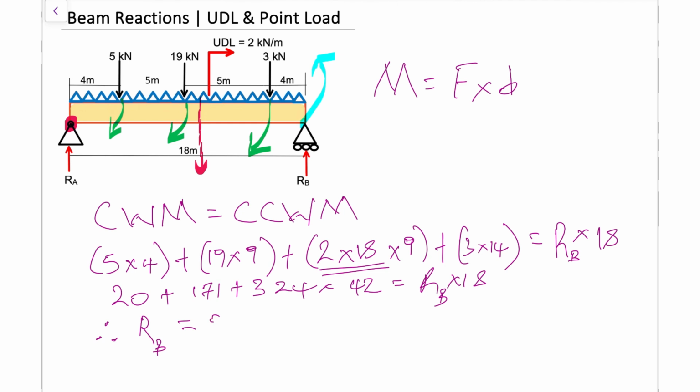So that's 557 divided by 18. And that gives us our 30.94 kilonewtons. So that's the reaction force there at RB.